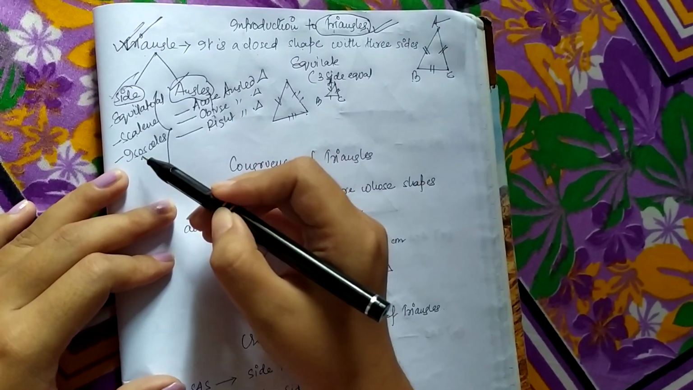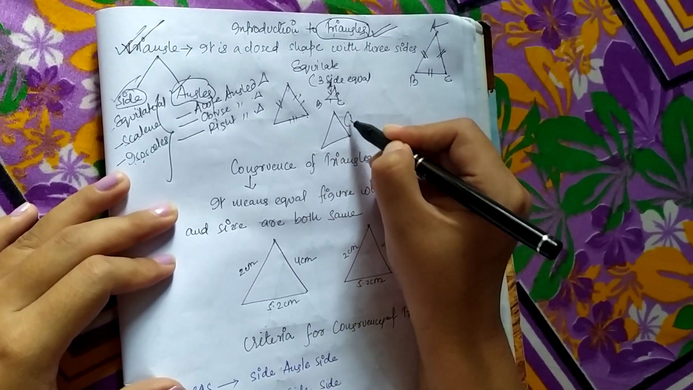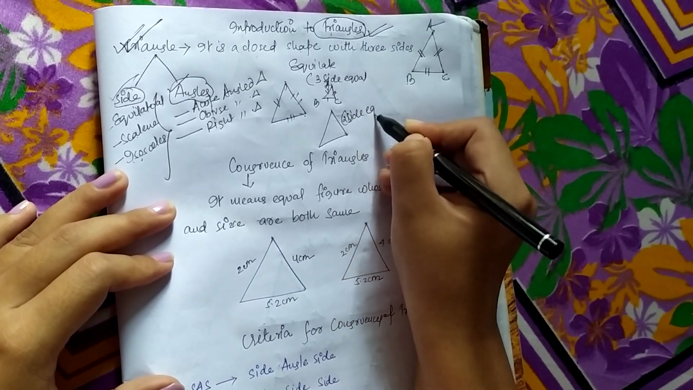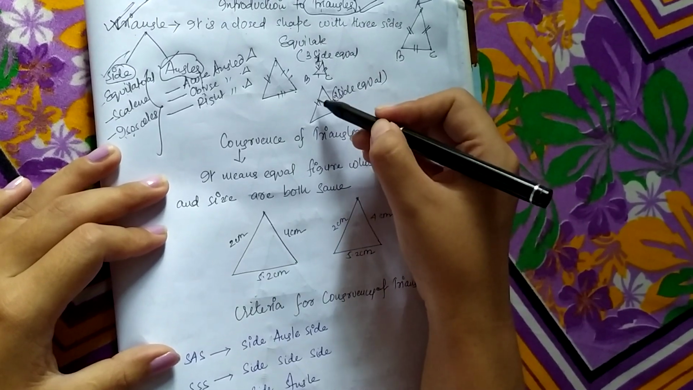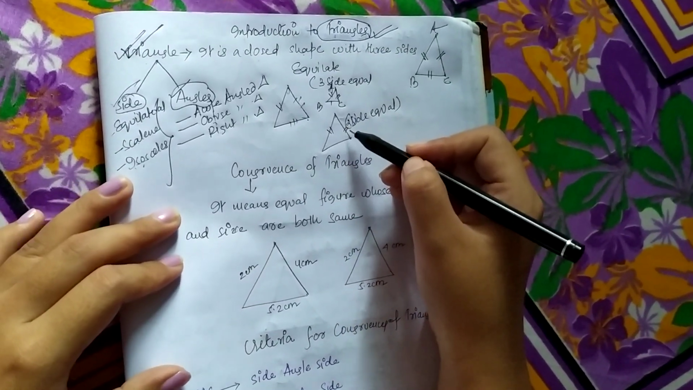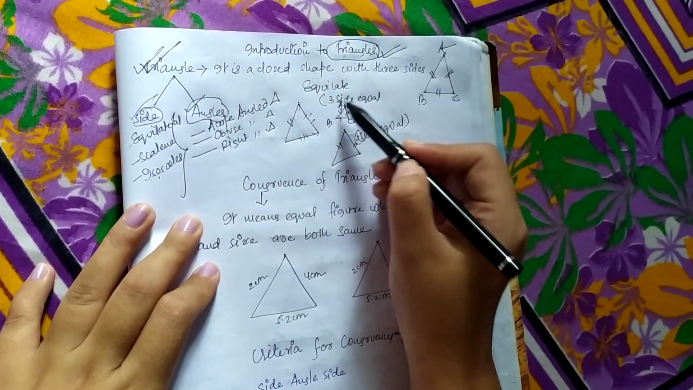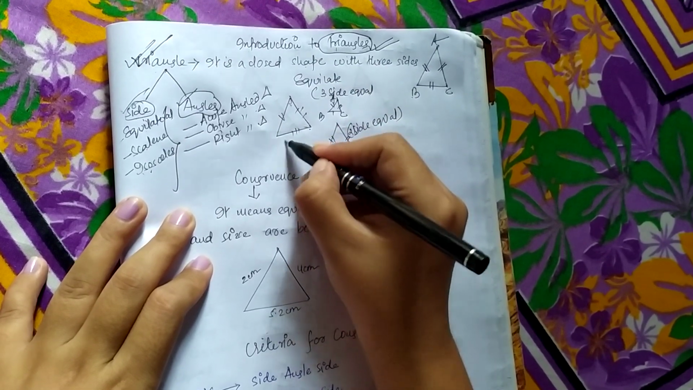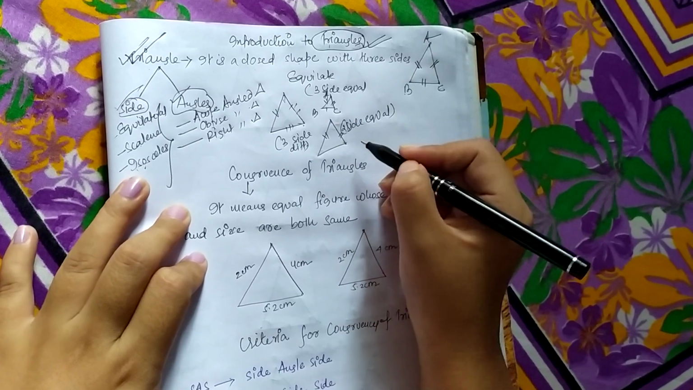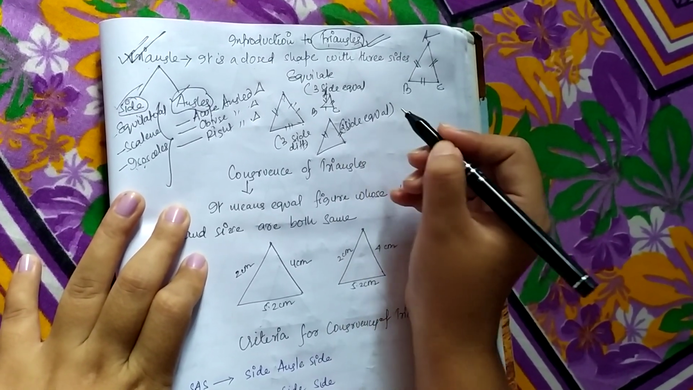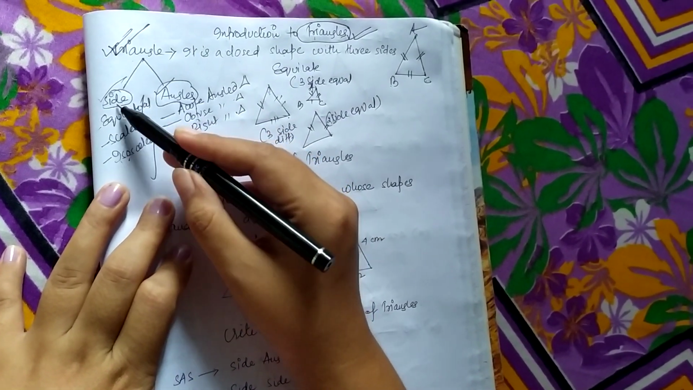Moving on to the isosceles triangle. In an isosceles triangle we have two sides equal. The measurement of these two respective sides will be equal. So an equilateral triangle has three sides equal, a scalene triangle has three different sides, and an isosceles triangle has two sides equal. These are the definitions of triangles depending on their sides.